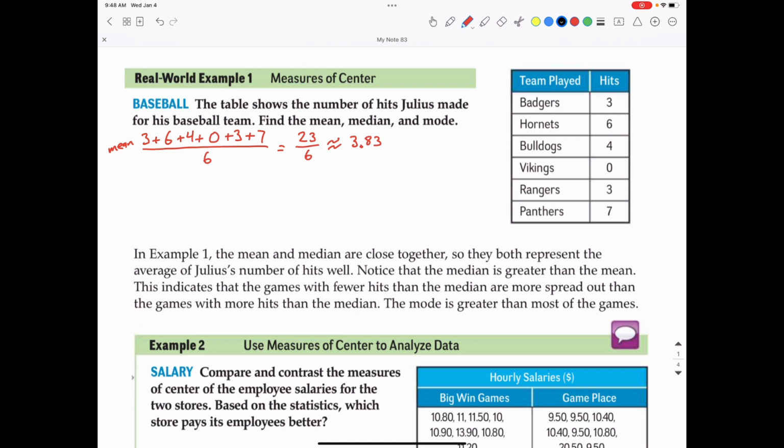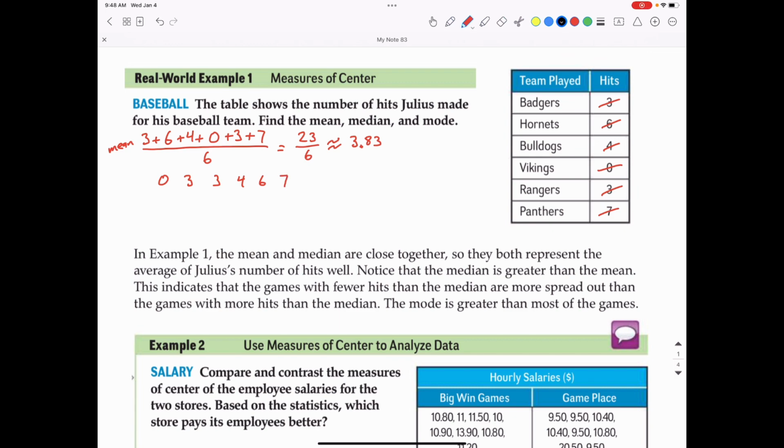The median is the number that appears in the middle, as long as it's in numerical order, and the data set is not in numerical order. So we're going to have to spend some time putting it in numerical order. The lowest number was 0. And then there were a couple of 3s, so I'll put 3 and 3. And then we have a 4, and then a 6, and then a 7.